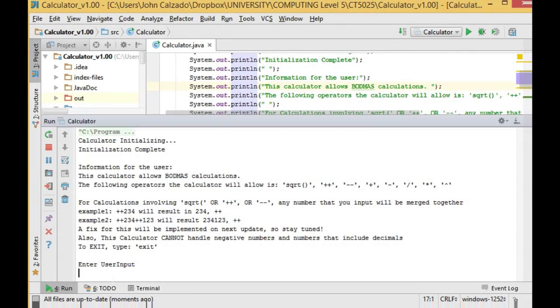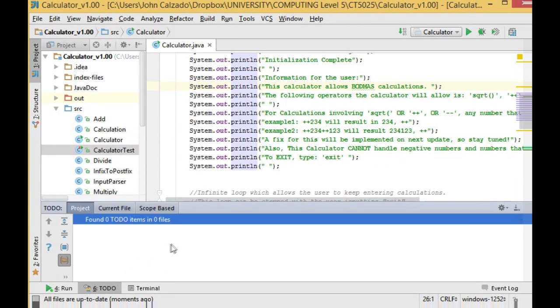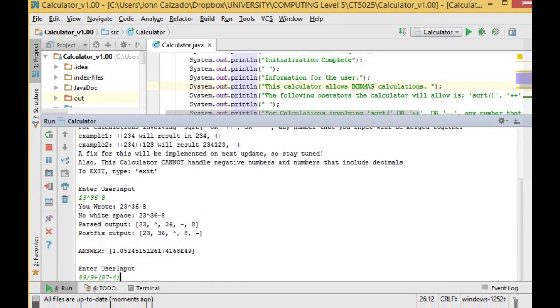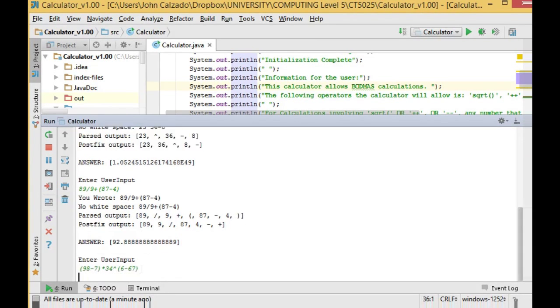So for this next test, we're going to test the calculator by inputting some complex calculations. So we'll start with this one. That's correct. Next is an equation with a bracket. That's also correct. And lastly, try putting in 2 brackets, one at the beginning and one at the end, and that is also correct.